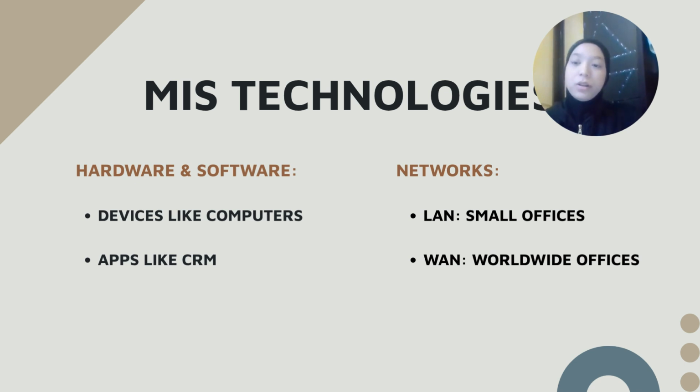So next we go to networks. For networks, the first one is LAN, which is a local area network. It connects computers within a small space such as a single office, a department, or a building. Other than that is WAN, which is a wide area network, which connects systems over long distances across cities, countries, and even continents. And also, thanks to technologies like cloud computing, businesses can now store data online, access it remotely, and scale their systems up or down easily. This flexibility is a big advantage in today's fast-moving business environment.